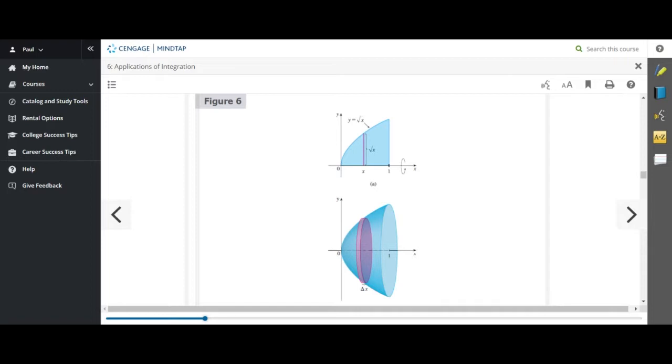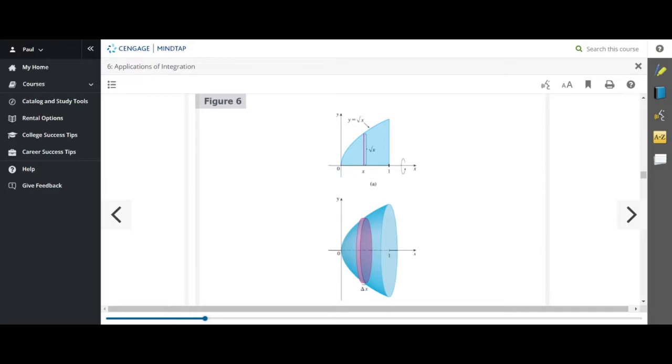If you look at both pictures there. Are we talking about the radius now or the height? Now we're talking the radius. What's the radius of that cylinder? That's right, Nihat. Square root of x.